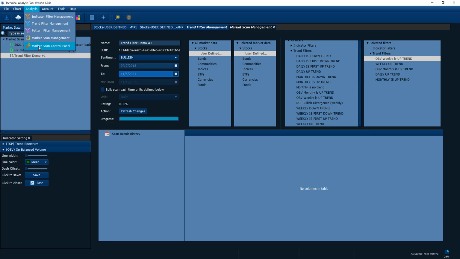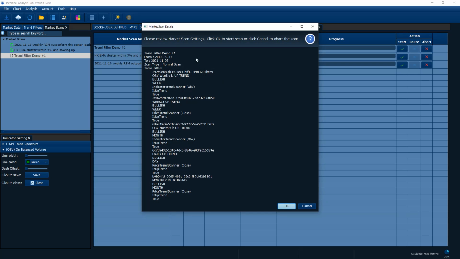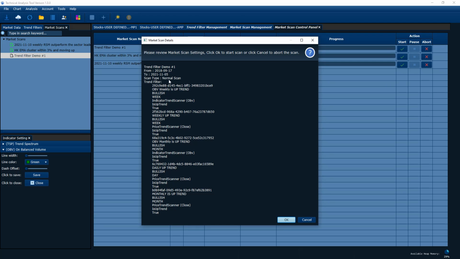That actually controls all your scanning. If you go in here, as you can see, I already did it the first time, but it doesn't matter. You can see the trend filter demo 1 scanner is here. I'm clicking the star. It will pop out a confirmation of the condition: what is the scan start, to what dates, and what type of filters exactly. These are the filters I just picked here. Let's give you a summary here.